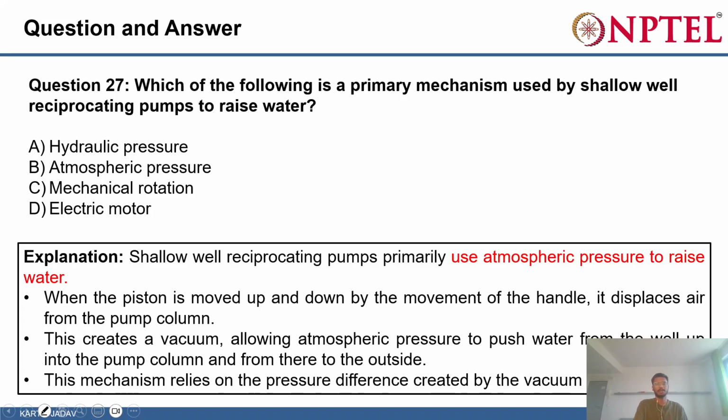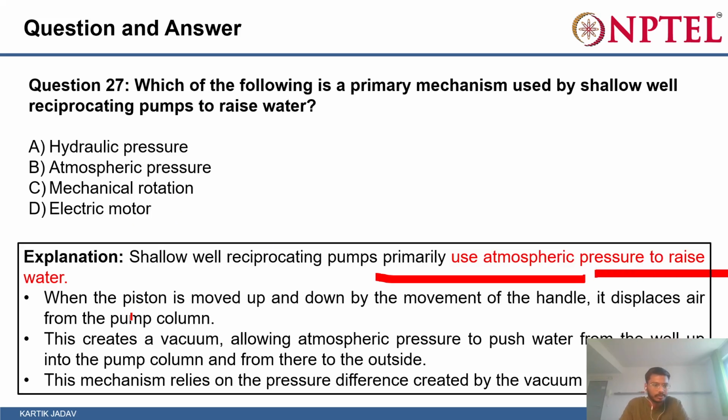Which of the following is a primary mechanism used by a shallow well reciprocating pump to raise water? A shallow well reciprocating pump primarily uses atmospheric pressure to raise the water. When the piston is moved up and down by the movement of the handle, it displaces the air from the pump column. It creates a vacuum, allowing atmospheric pressure to push water from the well up the pump column. Correct answer is option.